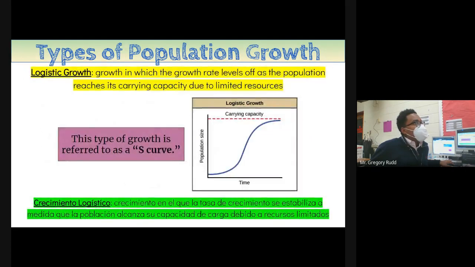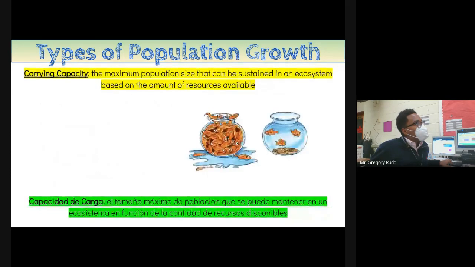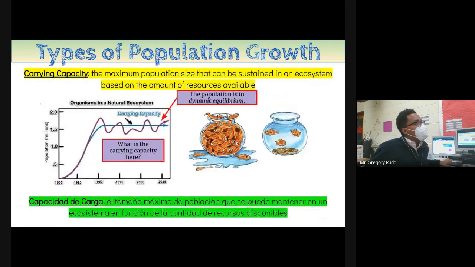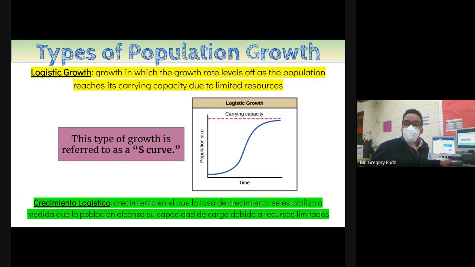So which would you rather your bank account be? Exponential growth or logistic growth? Exponential or logistic? Oh, you all must not like money around here. So logistic growth is clear. It starts to level off. It stops growing at a certain point. So you wouldn't want your bank account to do that. You always want your bank account to keep growing. So exponential growth is obviously preferred.